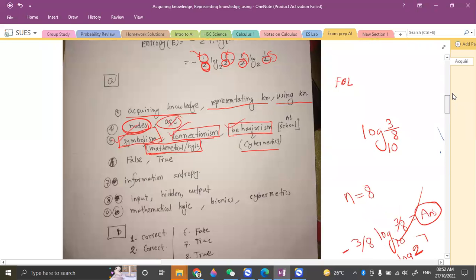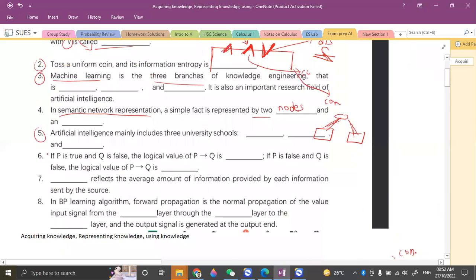Okay. And next one, if P is true and Q is false, the logical value of P implies Q is dash. So you say Q is false. That means it will be false, right? If P is false and Q is true. If P is false and Q is also false, so we know that this is backwards true, right? P is false, Q is false. So P implies Q. That means if P is false, then Q is also false, the statement will be true, okay?